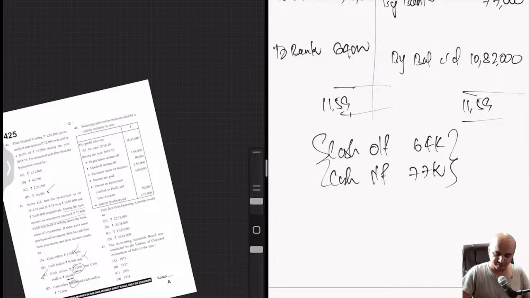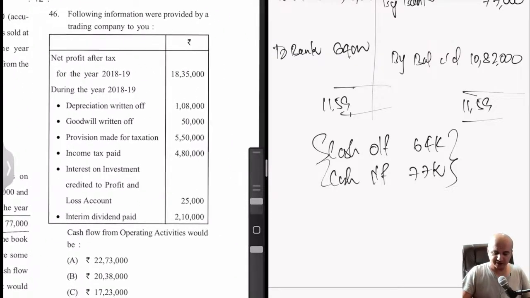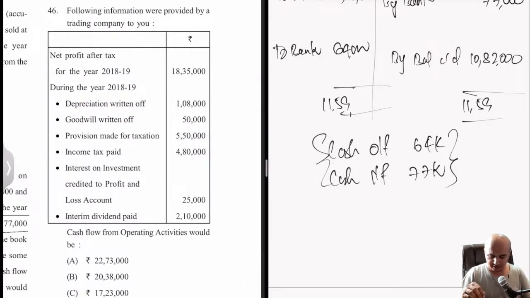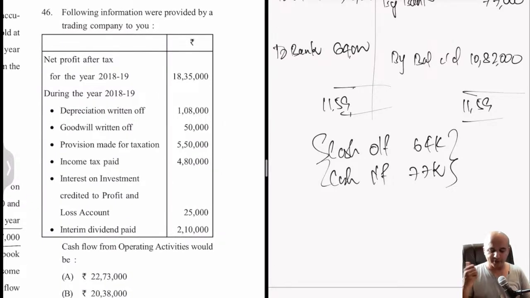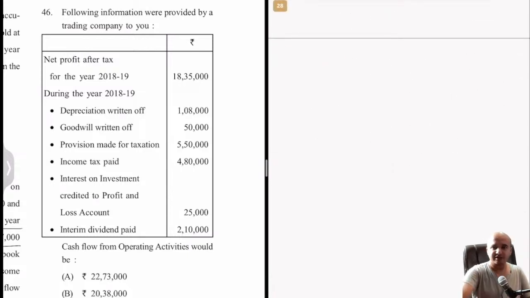Next, question number 46. This is about what now? Cash flow from operating activities. Again, a cash flow related problem. Interesting that there are many cash flow related questions here. Okay. Anyway, let's try to solve this too. So in this case, what is that they have asked?